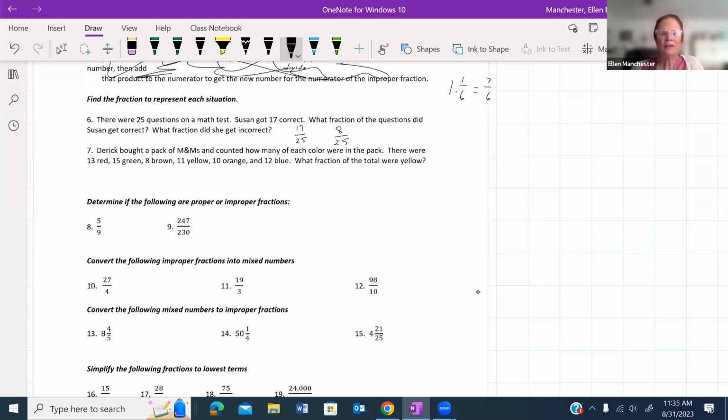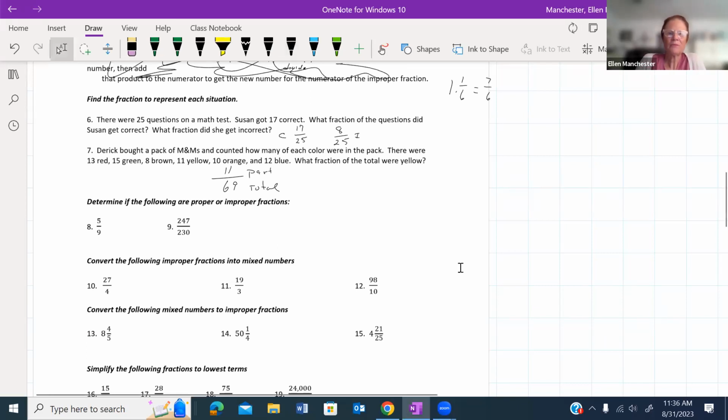Okay. And then Derek bought a pack of M&Ms and counted how many of each color: 13 red, 15 green, 8 brown, 11 yellow, 10 orange, and 12 blue. What fraction were yellow? So yellow is on top, and then the total number is going to be on the bottom. So you add the 13 plus the 15 plus the 8 plus the 11 plus the 10 plus the 12. So we had 11 out of the 69. Yeah, so this is the correct one and this is the incorrect. So the bottom number is always the total. The top number is always the part, every time.